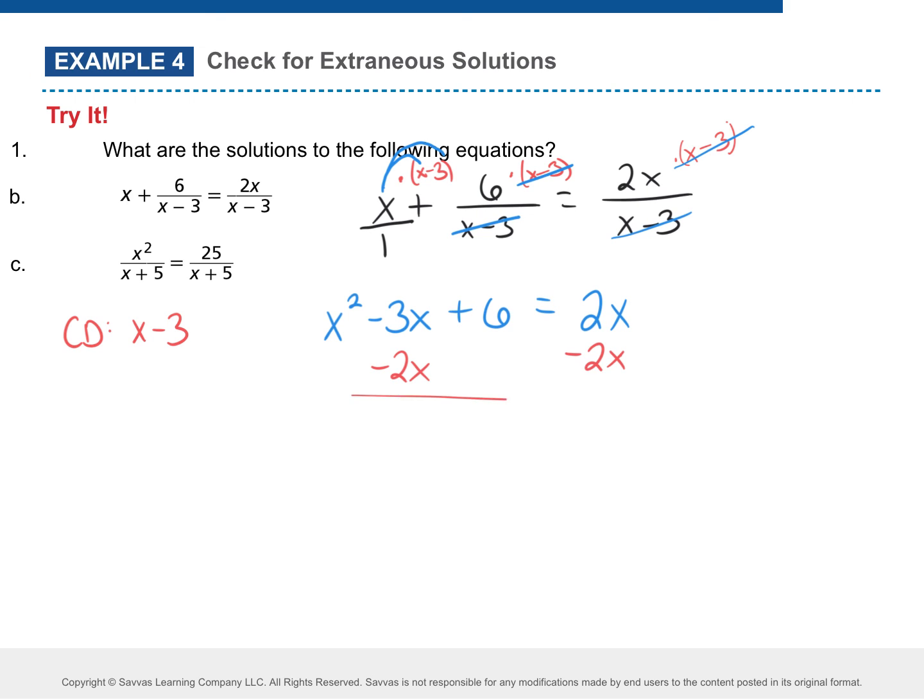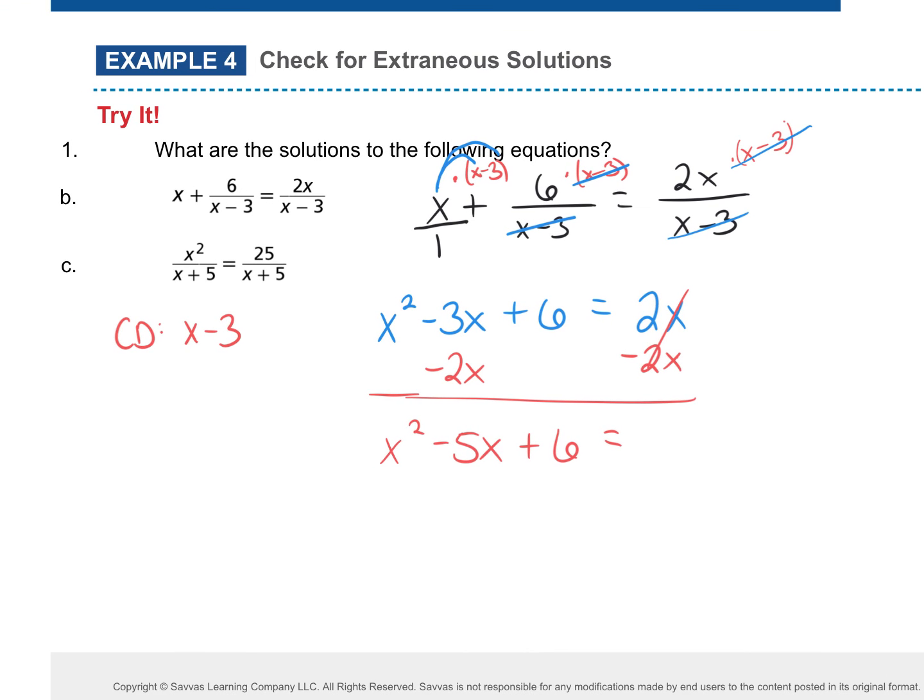I'm going to ask you something. Why did I put the 2x underneath the negative 3x? Because that's the matches. Those are the matches, right? Those are the like terms. So on this side, I have x squared, negative 3x minus 2x, negative 5x. Negative 5x plus 6 equals what? 0. Yep.